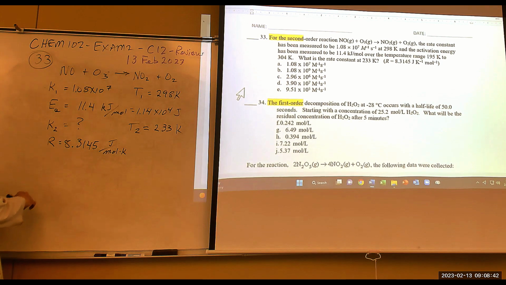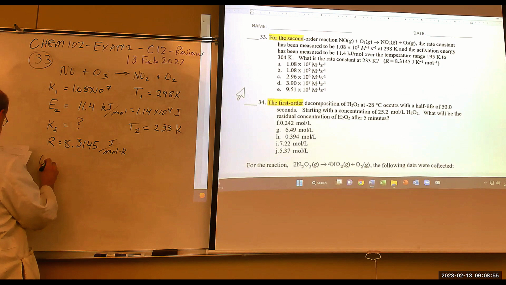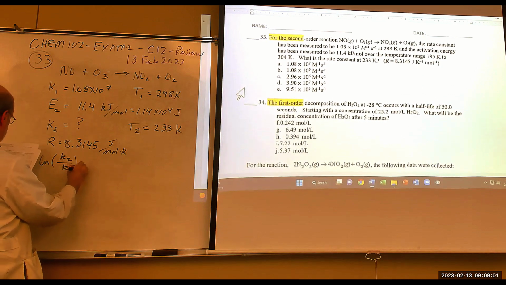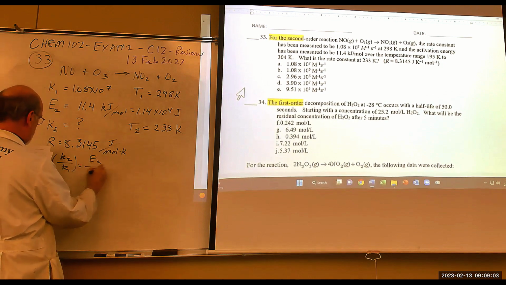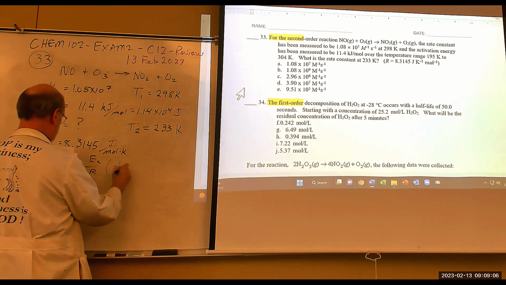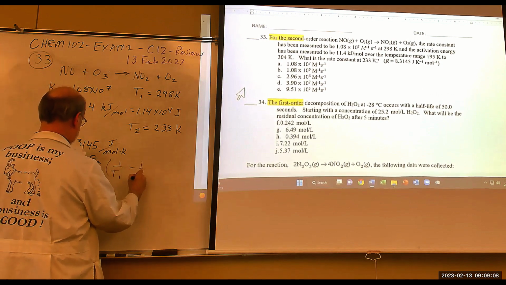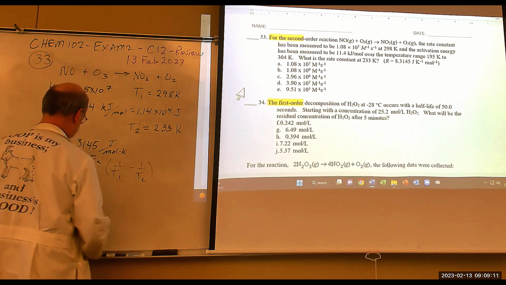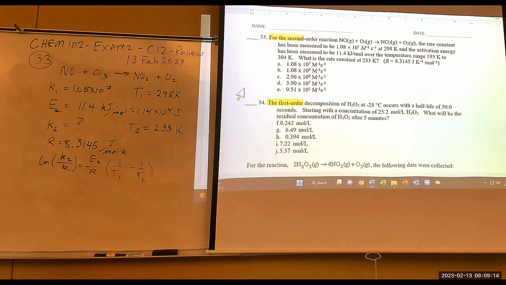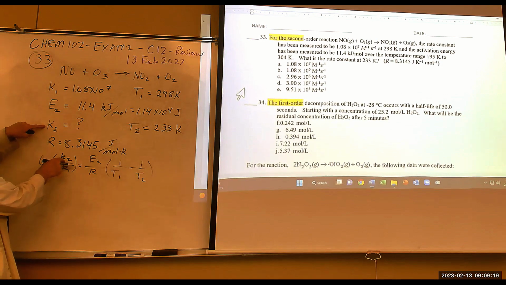Okay, so back to our Arrhenius equation. I'm not going to rely on their memory. I'm just going to read it right here. So natural log of K2 over K1 equals E sub A over R times 1 over T1 minus 1 over T2. All right. This K2 is our unknown right here.